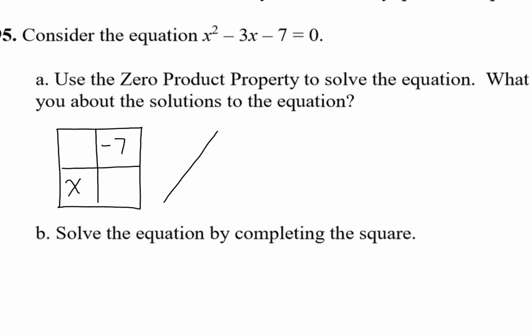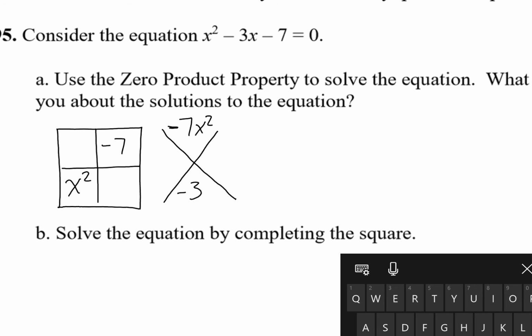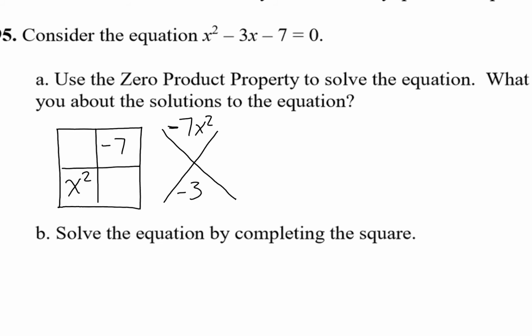What I'm looking for are two terms of x that have a product of negative 7x squared, and when I combine them with addition, I have to get negative 3. The problem I have is that 7 is pretty limiting. It's only divisible by 1 and itself, so I'm playing with 1 or 7, and one of them has to be negative.